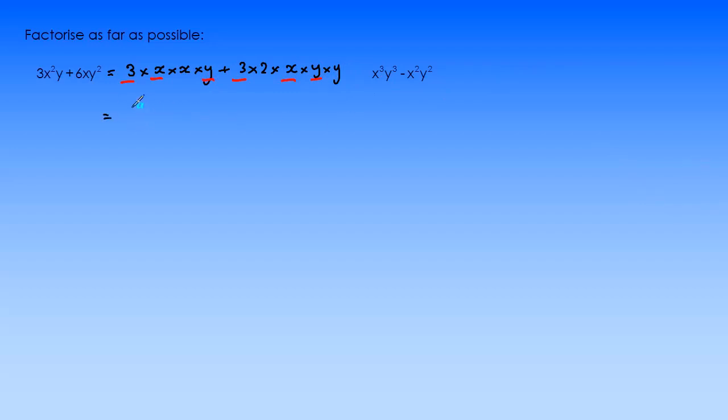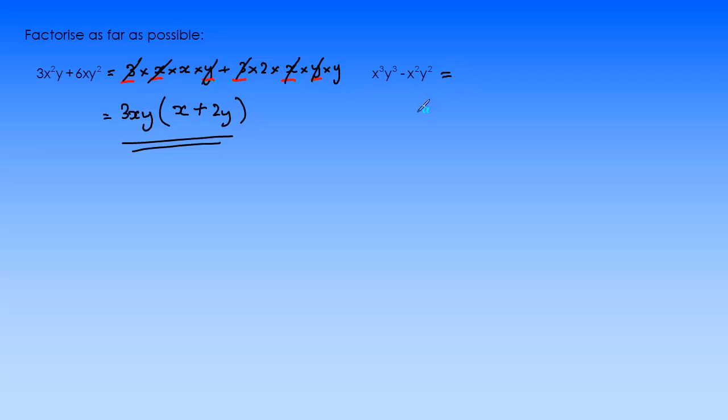So that's equal to 3xy, open a bracket. So what we've done is we removed everything that was common. What do we have left? Well, here we have just an x, then we have a plus sign, and then we have 2y. And that's fully factorized.